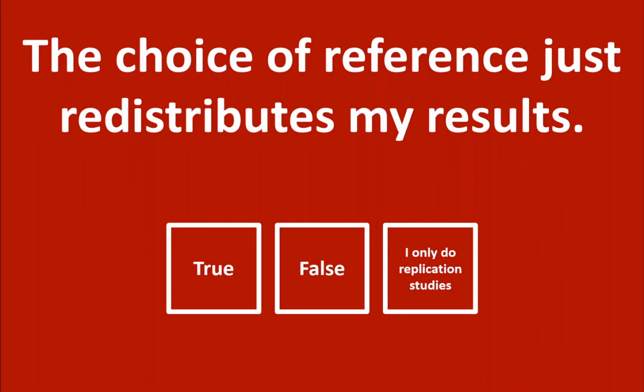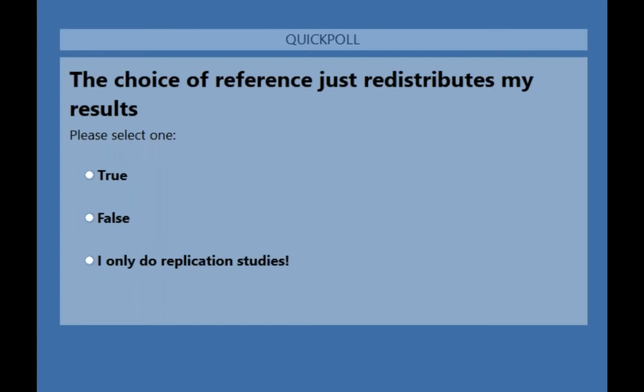And now I'll put to you another poll question, which is: the choice of reference just redistributes my results. It doesn't really have an impact. All it does is move around where I see my results. So is this statement true, false, or do you only do replication studies anyway? So again, we'll give you, I think, 30 seconds or so to reply to this.